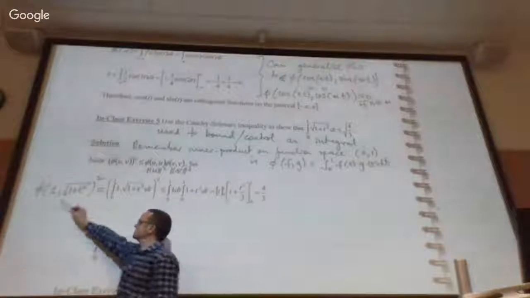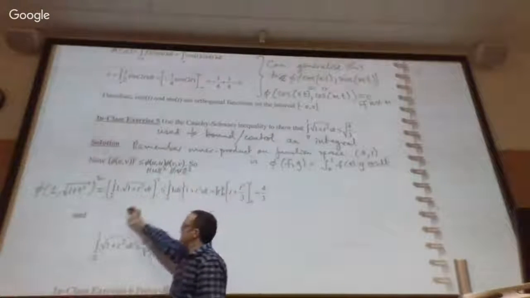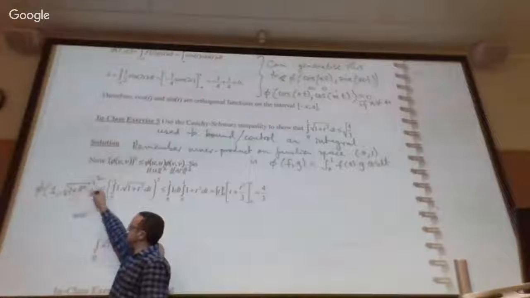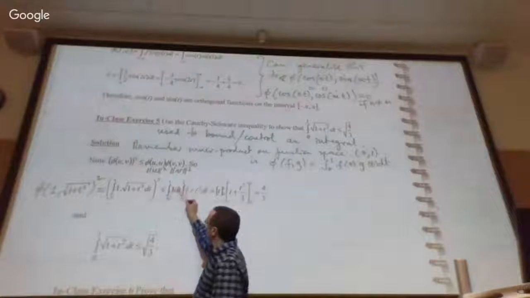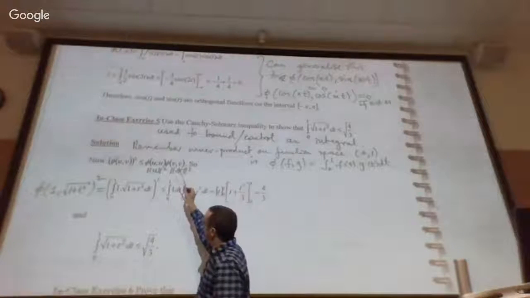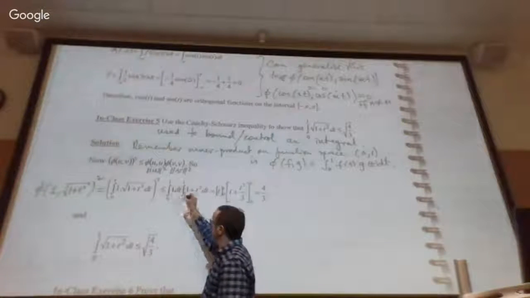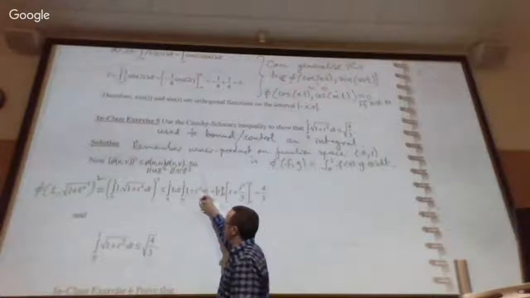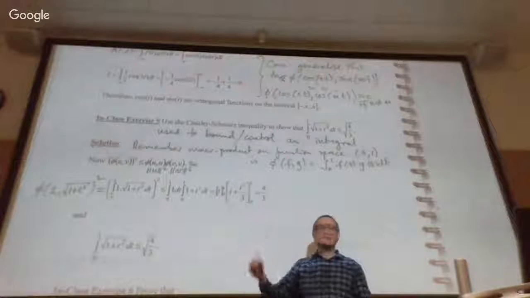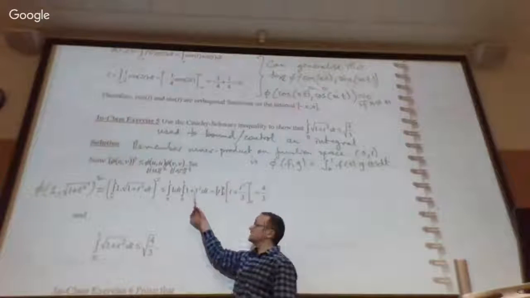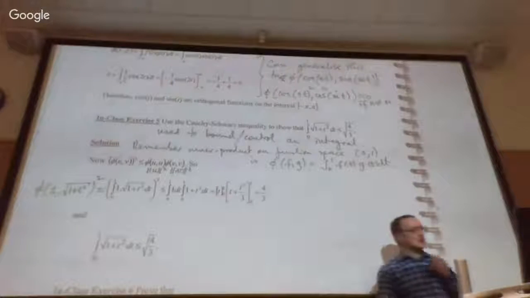So u is the constant function 1. v of t is the function square root of 1 plus t squared. So we can pass to the product of the inner product of u with u, so that's the integral of 1, times the inner product of v with v. So square root of 1 plus t squared multiplied by square root of 1 plus t squared. So that simplifies to 1 plus t squared. And that's the kind of magic simplification.